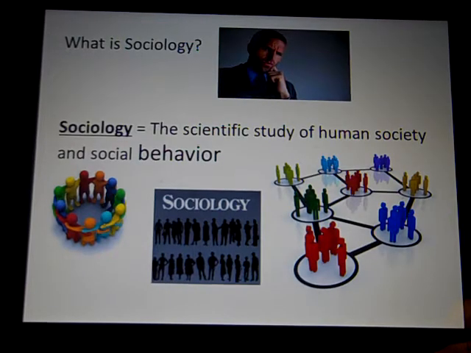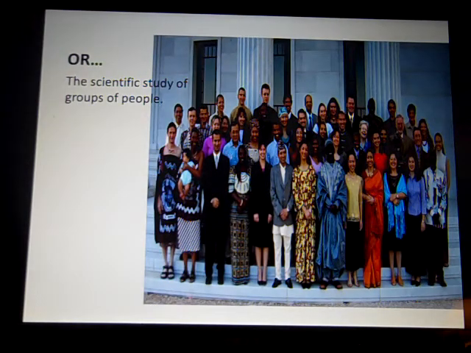Sociology essentially is the scientific study of human society and social behavior. Unlike psychology, where psychology focuses on the individual, sociology focuses on the group. And I would also write that down in my notes somewhere. So it's the scientific study of human society and social behavior. And the focus again is on the group as opposed to the individual. So there you have that part of the definition as well. Scientific study of groups of people. And we'll spend most of this course talking about different groups of people.